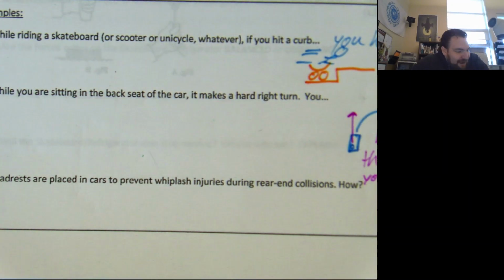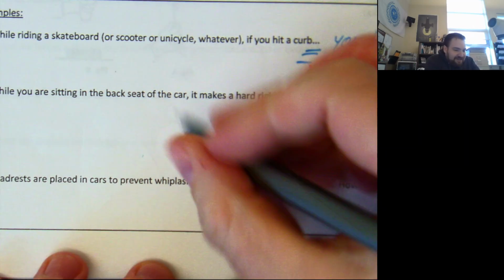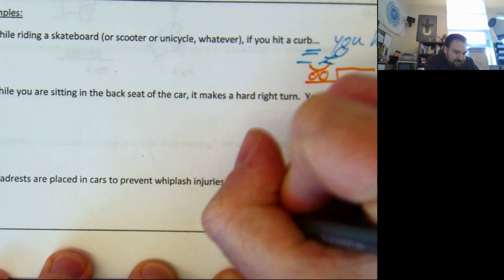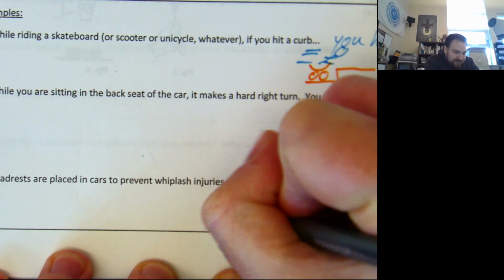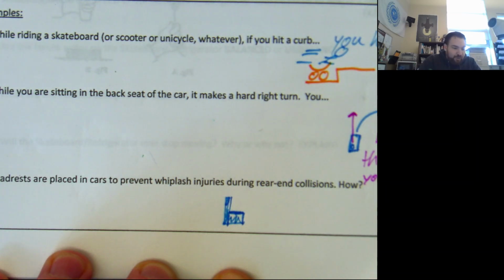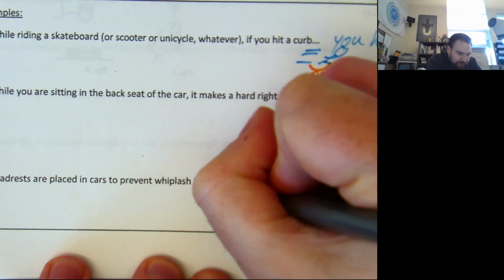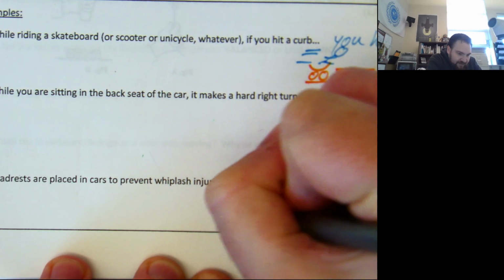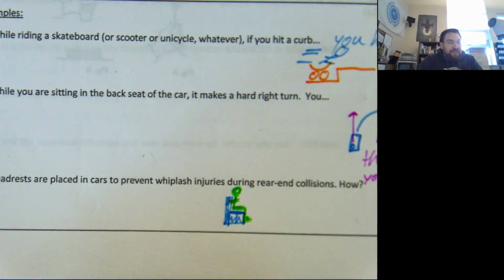Okay, last one. Headrests are placed in cars to prevent whiplash injuries during rear-end collisions. How does that happen? So rear-end collisions are nasty things. Let's just draw a seat here. Draw a little chair. There's the chair in the car. And here's you. No headrest. Your head is above the thing. Here's you in the car.